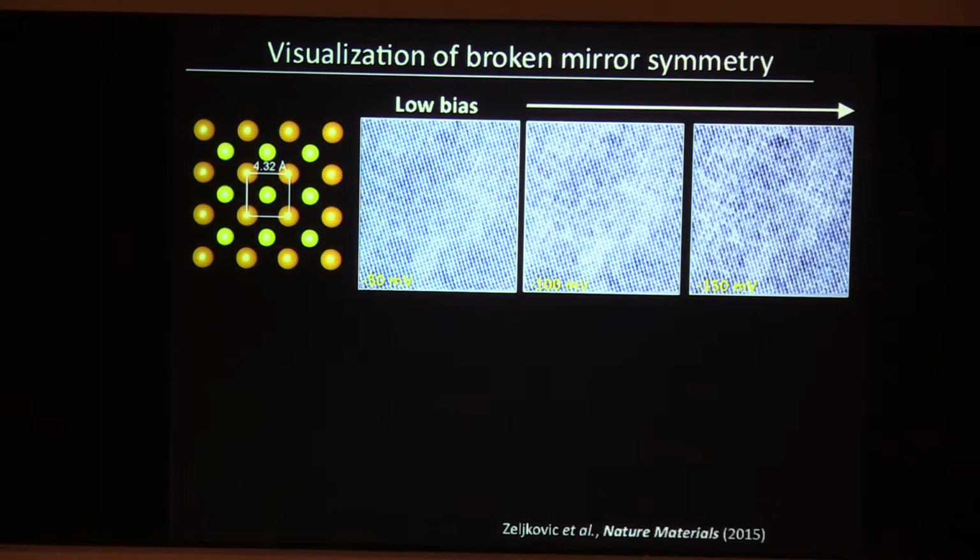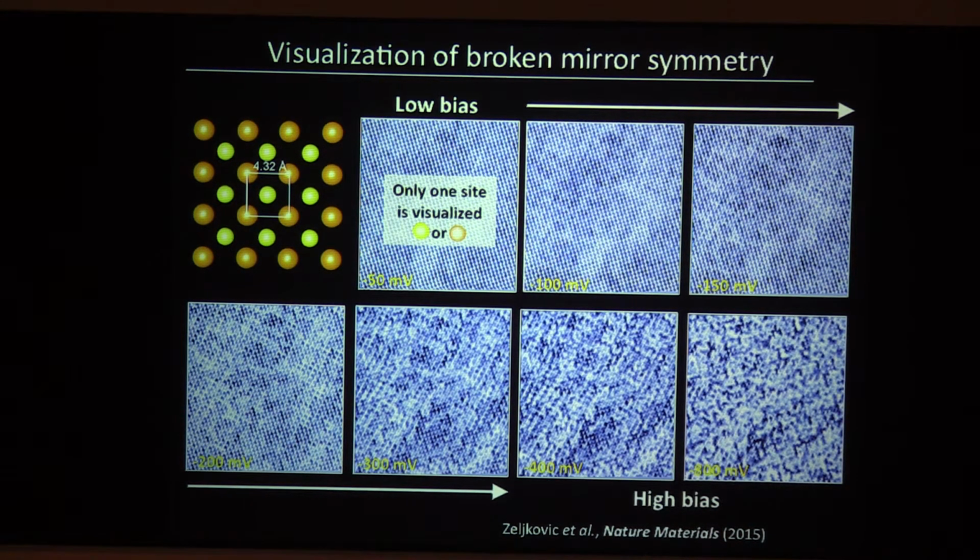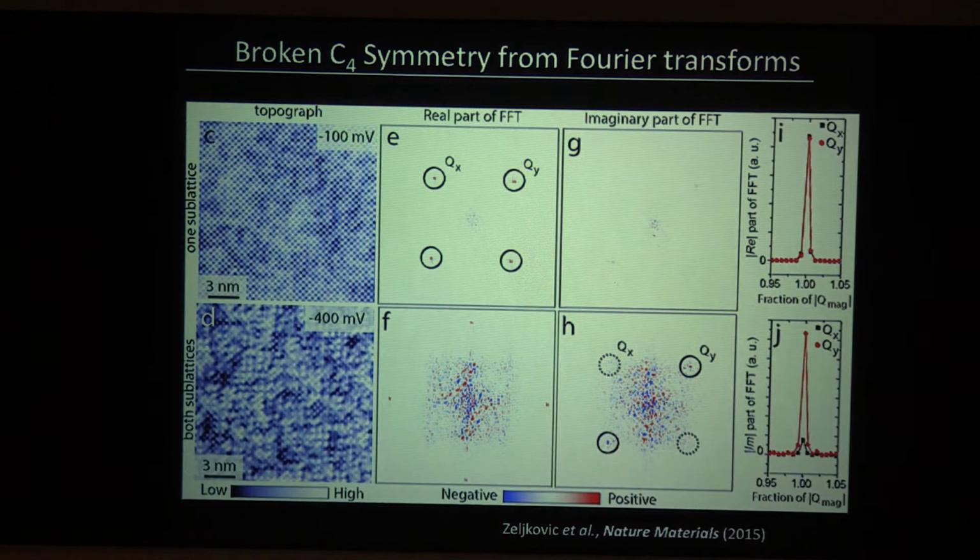So here's at low biases, you see only one sublattice, and it looks very pretty and it's square. We found out by increasing the bias voltage that slowly, you can already see by 200 millivolts, it's getting very murky. At 800 millivolts or 600 millivolts, it's a huge mess. And as it turns out, we see both sublattices at these bias voltages. And we can prove that by doing two things to the higher bias images to show you that the symmetry is broken.